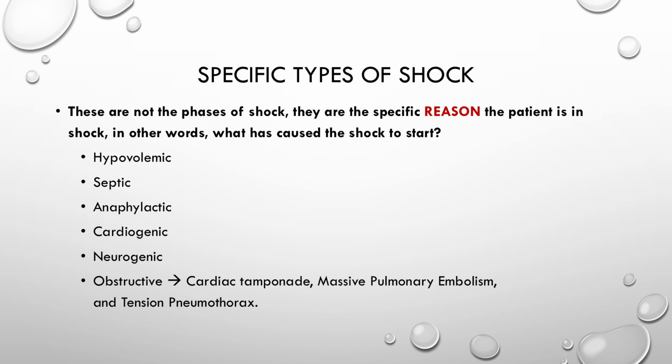So now that we've been through the phases of shock, we're going to go through the specific types of shock. Each type of shock, hypovolemic, septic, anaphylactic, cardiogenic, neurogenic, obstructive, is going to have those three phases of shock: the compensatory, the progressive, and the refractory. So it's important for you to recognize the early stages of shock and begin treatment immediately so that you hopefully reduce the risk of leading the patient into refractory shock.